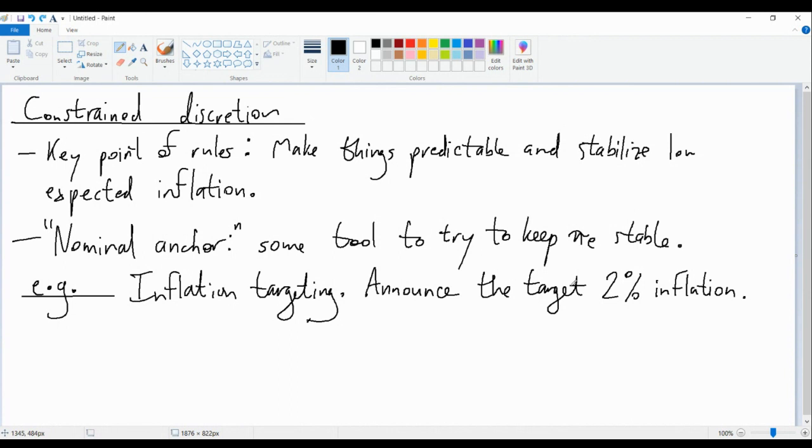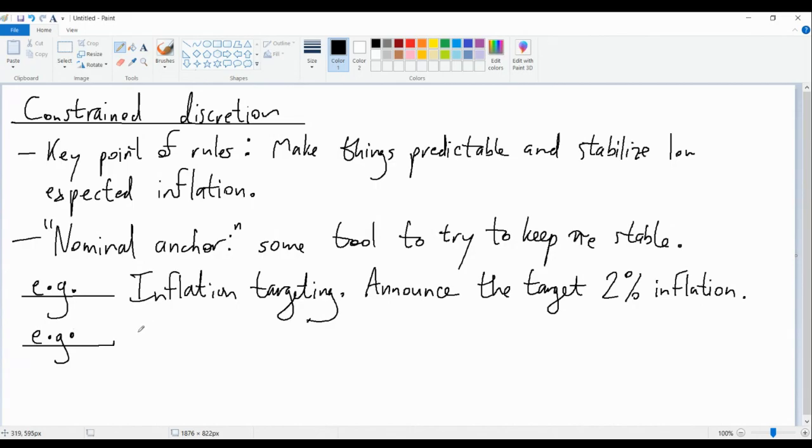In the case of supply shocks, what does inflation targeting mean? In the case of supply shocks, it means, I guess, the Fed would rather make the recession a bit worse just to make sure that it maintains its credibility as an inflation fighter. So that's one rule. Sorry, that's one example of constrained discretion.